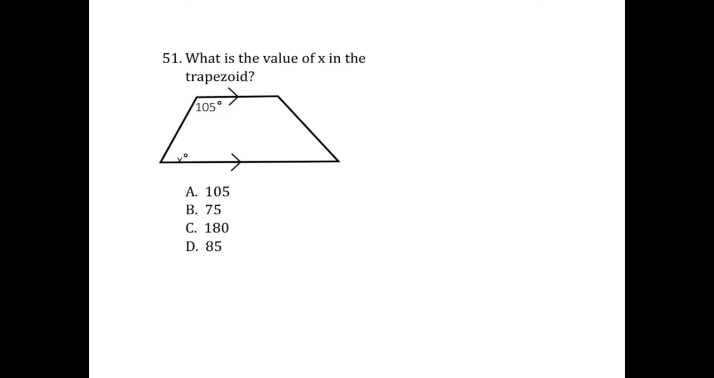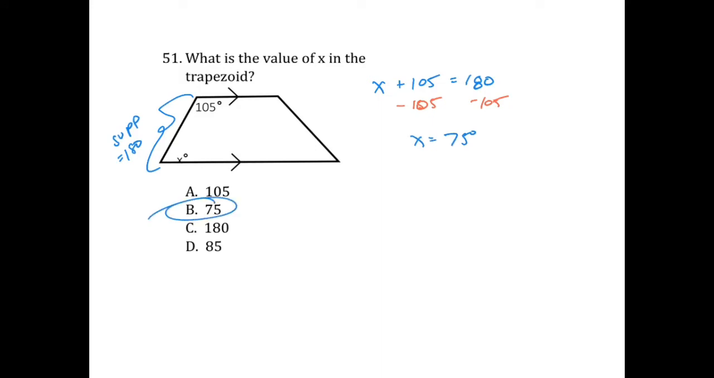51 says, what is the value of x in the trapezoid? Well, in a trapezoid, I know that these same side interiors are going to be supplementary. And we know that supplementary means that they add up to 180 degrees. So the x and the 105 are going to equal 180 degrees. And x equals, what is that, 75 degrees. Cool beans.